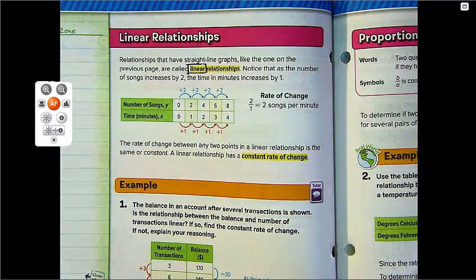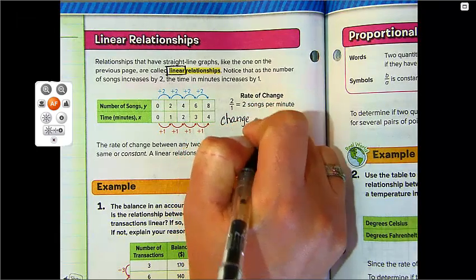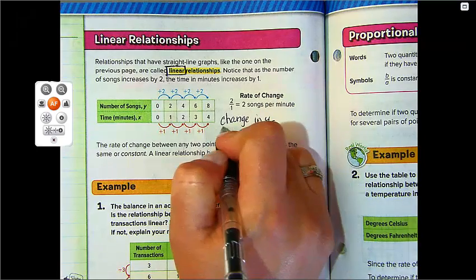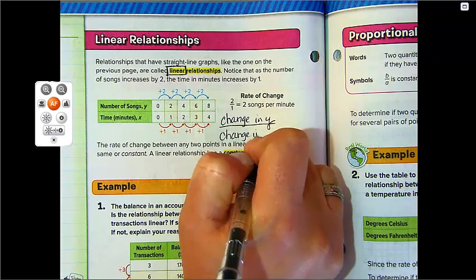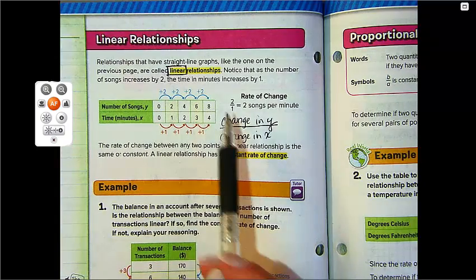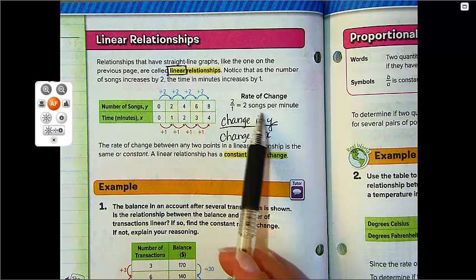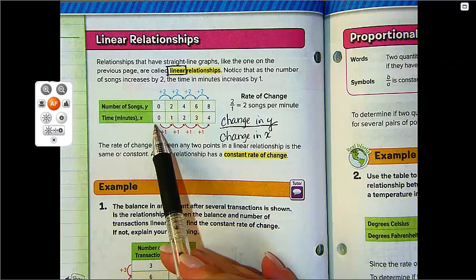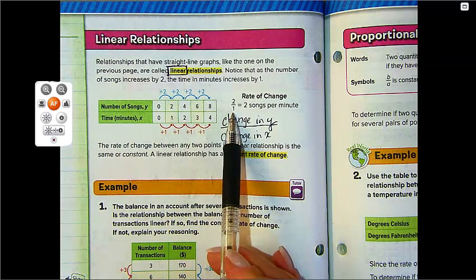And we want to look at this. You always put the change of Y over the change in X. So whatever my change is for Y, I'm always going to put that over my change in X. So on this one, my change in Y was it went up 2. So that was why 2 came on top right here. And my change in X, which is right here, was 1. So that's why the 1 went on the bottom.